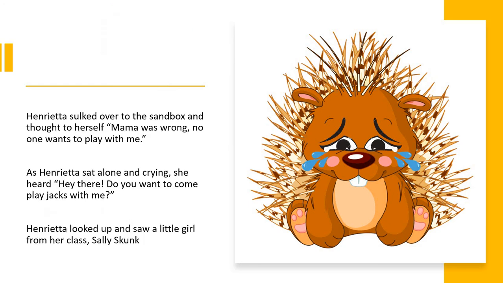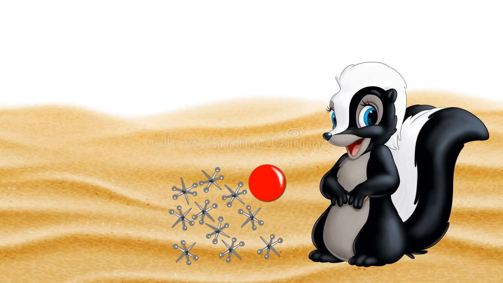Henrietta sulked over to the sandbox and thought to herself, "Mama was wrong. No one wants to play with me." As Henrietta sat alone and crying, she heard, "Hey there, do you want to come play jacks with me?" Henrietta looked up and saw a little girl from her class, Sally Skunk.